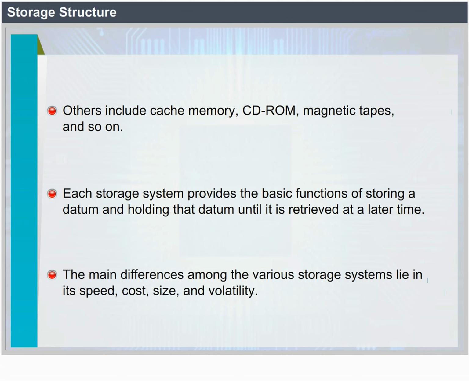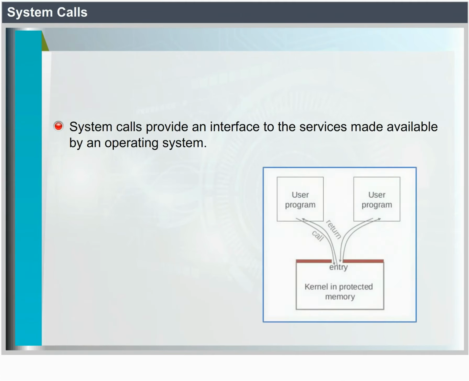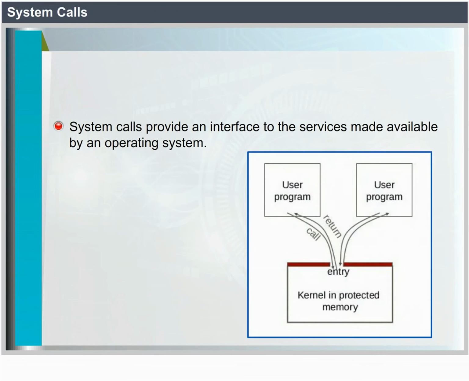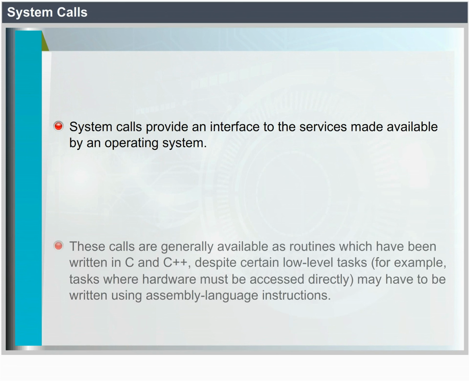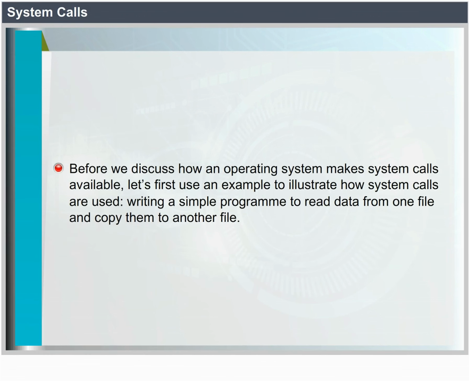System calls. System calls provide an interface to the services made available by an operating system. These calls are generally available as routines written in C and C++, although certain low-level tasks, for example, tasks where hardware must be accessed directly, may have to be written using assembly language instructions. Before we discuss how an operating system makes system calls available, let's first use an example to illustrate how system calls are used: writing a simple program to read data from one file and copy them to another file.